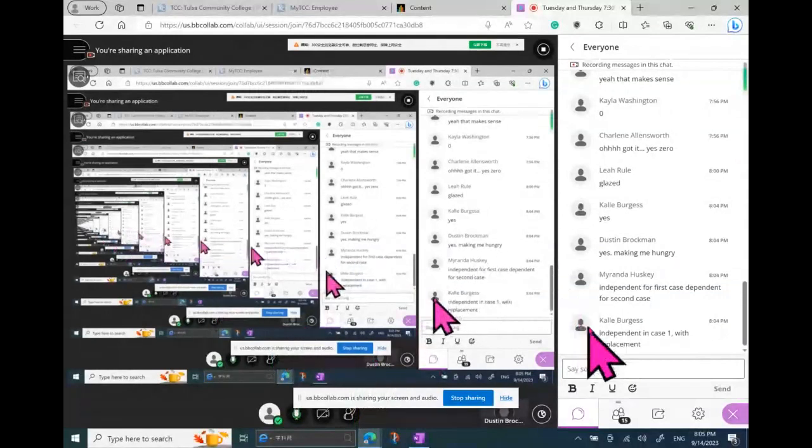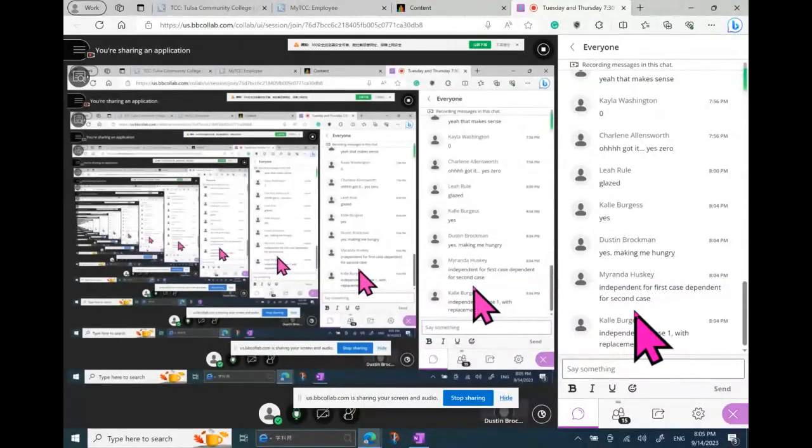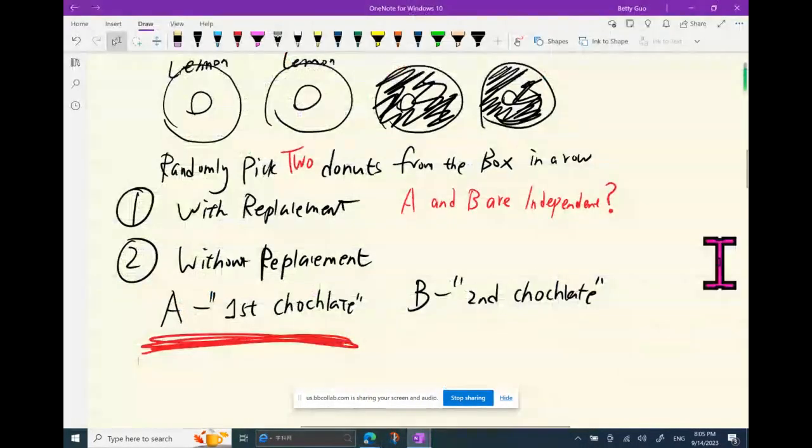Yeah, with replacement. Thank you, Kelly. Exactly. Miranda also answered independent. Very good. They are independent. You know why? Because you put it back. When you take the second donut, everything has recovered to the original condition, right? So the chance of B occurring will not be affected by A. Whether A occurs or not in the first time doesn't matter, it does not affect the chance of B occurring.